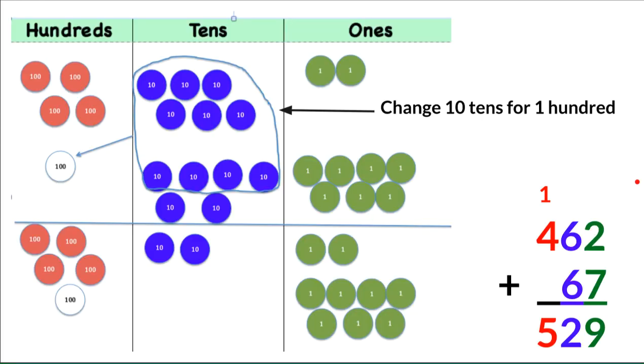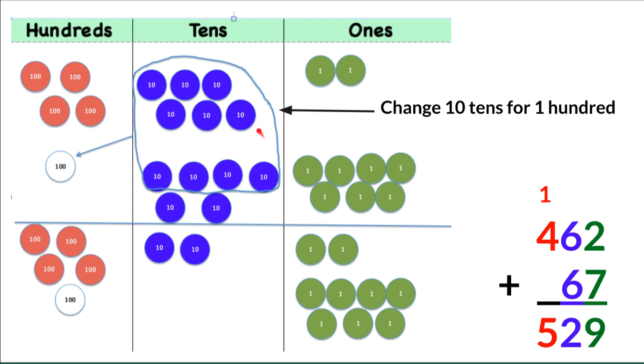Another problem. Now we're adding 462 and 67. So the 462, here it is up top. And here's the 67 underneath it, 6 disks of 10 and 7 unit disks. We are always going to start with the units, the little guys. And when we combine our units, we have 2 plus 7, that's 9. It's a single digit number. That's not a problem.